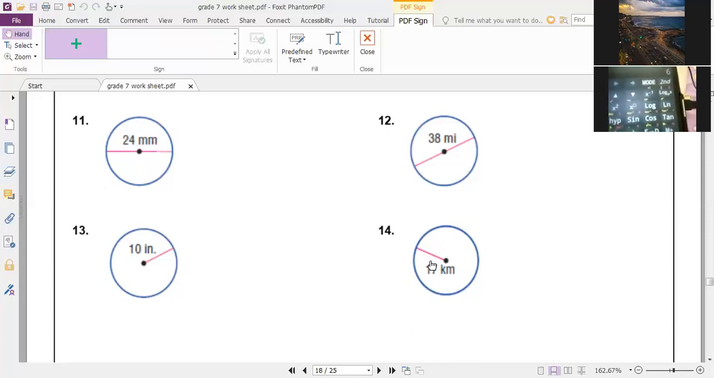And for pi, I will replace it with 3.14. So I will write 2 times 3.14 times 17. 2 times 3.14 times 17 equals 106.76. The 6 here is greater than 5, so I will cancel this 6 and round up the number before it.